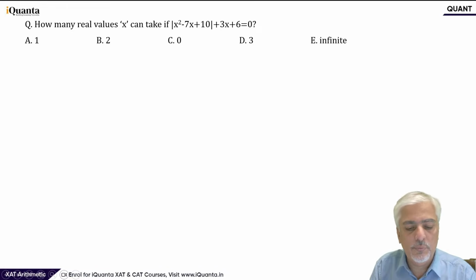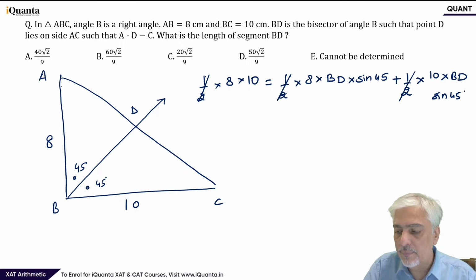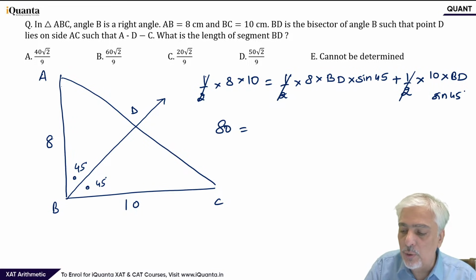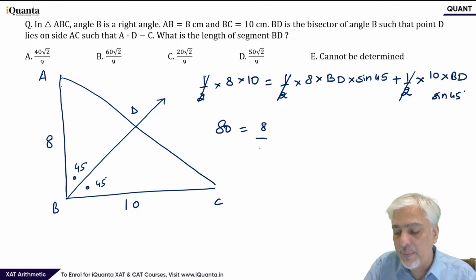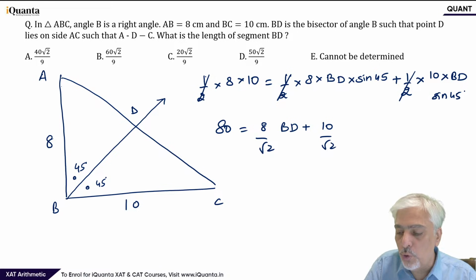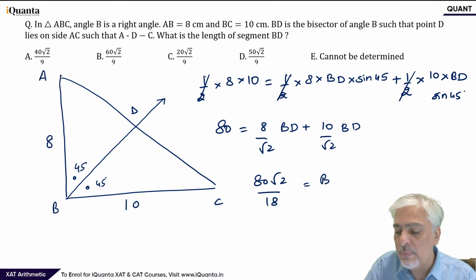Now, once we've got that much, it's just about solving. First, the half will cancel, on all sides the half will cancel. So 80 is equal to, sine 45 is 1 upon root 2, 8 upon root 2 BD plus 10 upon root 2 BD. That will be 18 BD upon root 2. So BD will be 80 root 2 upon 18, which will be BD. 9s are 40.